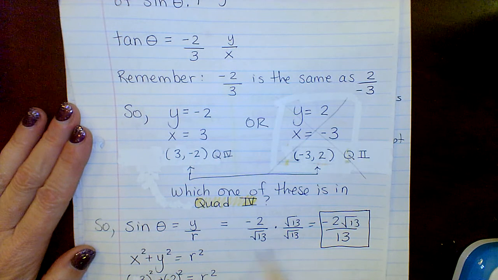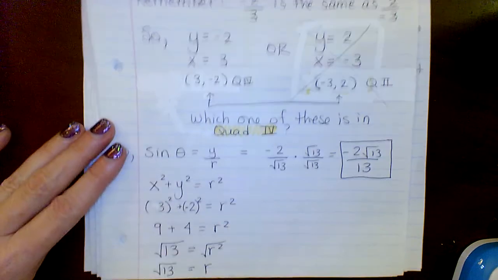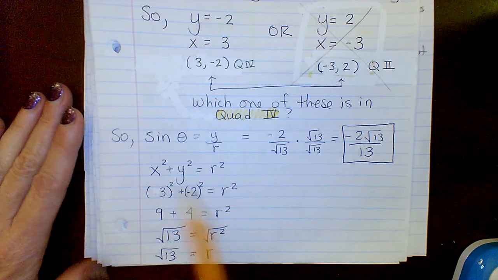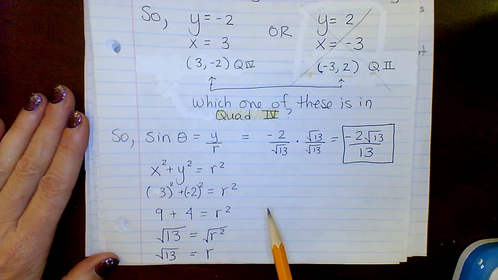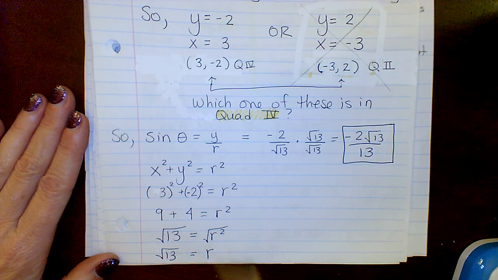I don't know what r is, so I kind of went off to the side here and did my Pythagorean theorem. X squared plus y squared is r squared. So I get that 3 squared plus negative 2 squared equals r squared. 9 plus 4 is 13. So r squared is 13, so I take the square root of both sides. Don't have to do the plus or minus. So I get r is root 13.